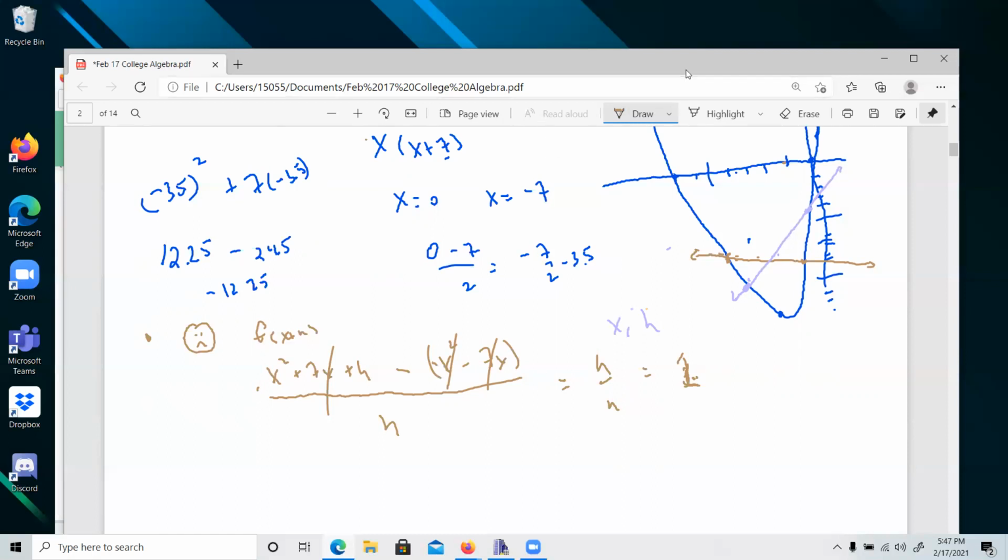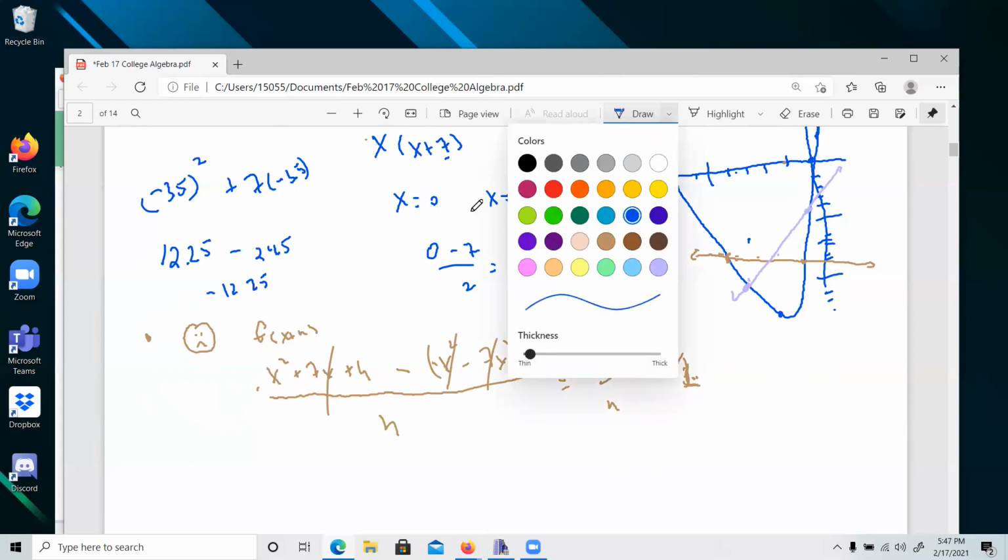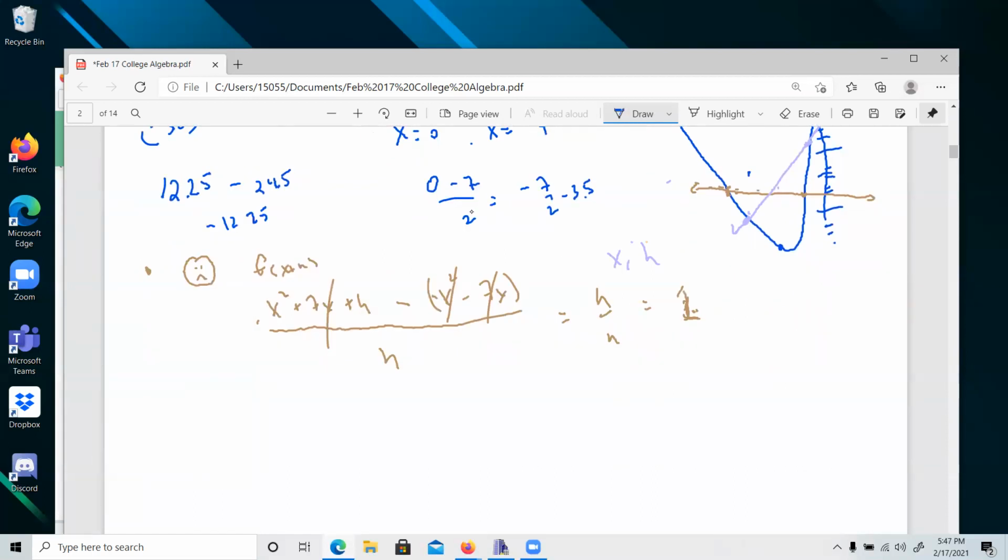I will never ask you this question because the only function that you're going to get with a slope that is always 1, the family of functions, is y is equal to x plus b. This is the only one that has that 1 as a constant all the time. The slope is always 1.